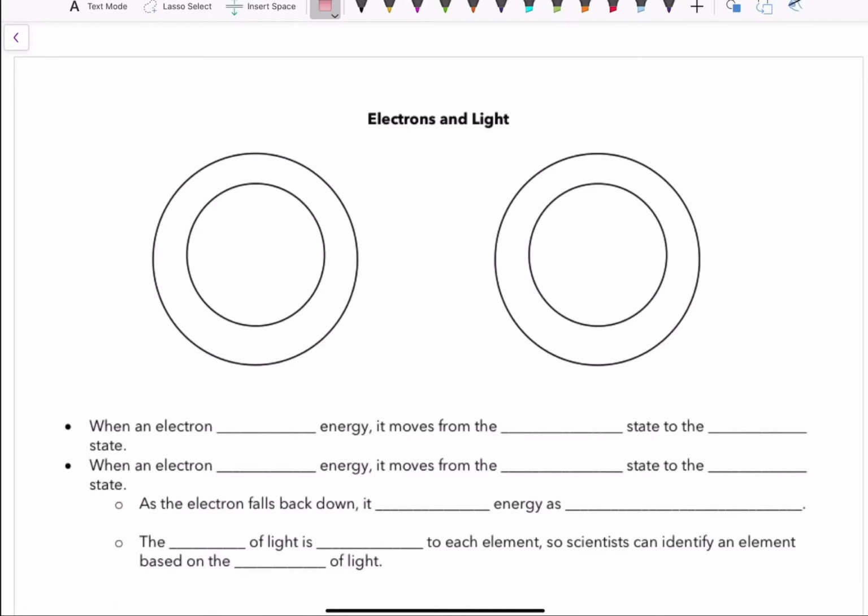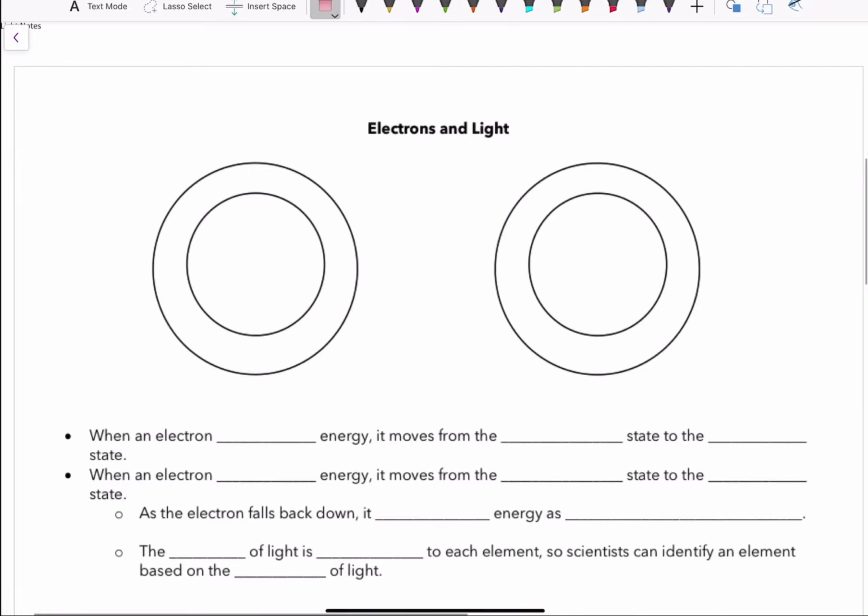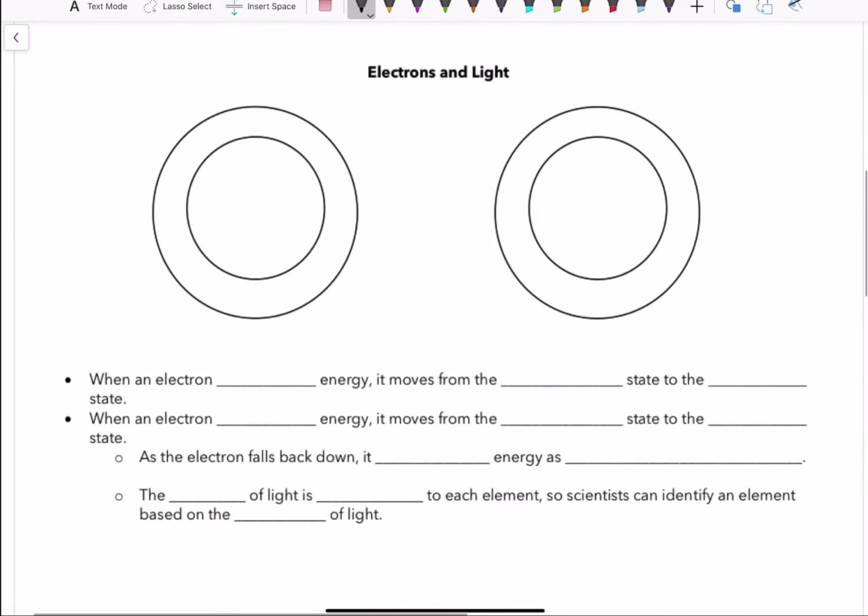Hi everyone, this video is going to finally put together some concepts for us, like how exactly electrons and light are related. We've talked about electrons and where they go in a Bohr model, and we've talked about visible light on the electromagnetic spectrum, and it's time to put these concepts together. So we're going to start with just an arbitrary Bohr model.